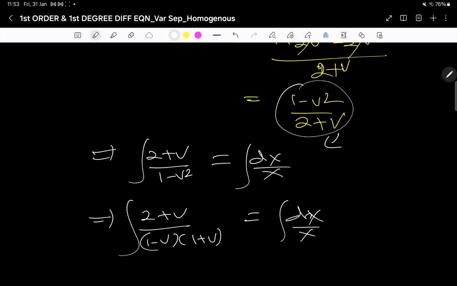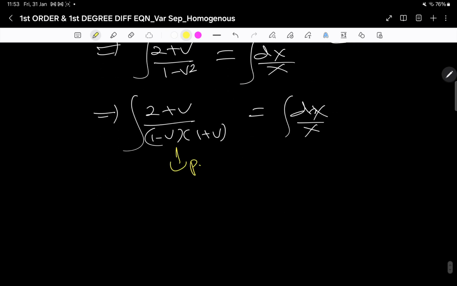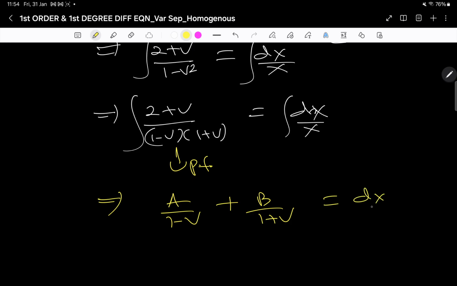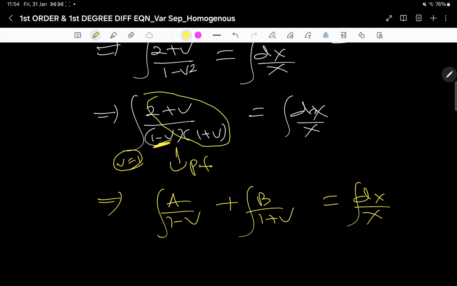Now here you apply the partial fraction. So on the left hand side it is A/(1 - v) + B/(1 + v) = dX/X. Now you solve for the values. Put v = 1 here and close it, it will be 3 by 2. So the value of A will be 3/2. And it will give you B = 1/2.